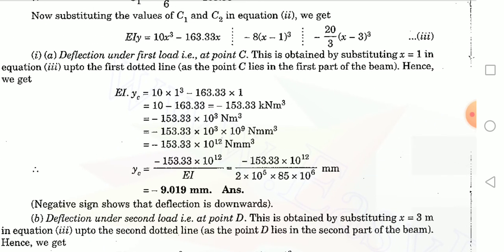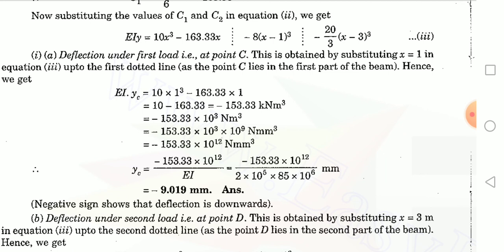So now at the location of C at 48 kilonewton, what is the deflection? EI into YC equal to, so up to the second slab, 10 into 1 cube minus that 163.33 into 1. So up to this first slab, 10 minus 163.3 equal to minus 153.33 kilonewton meter cube, because the load is in kilonewton and the distance in meter.